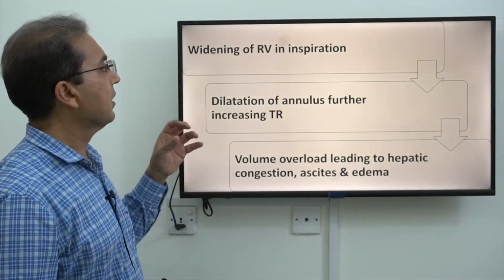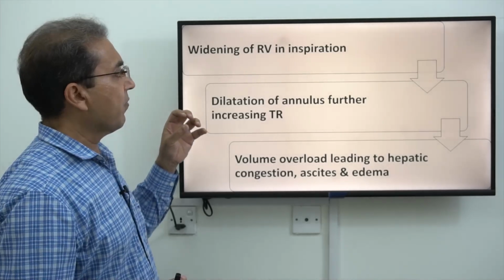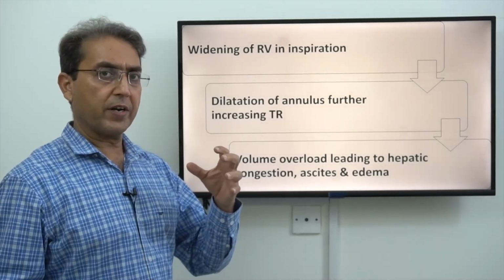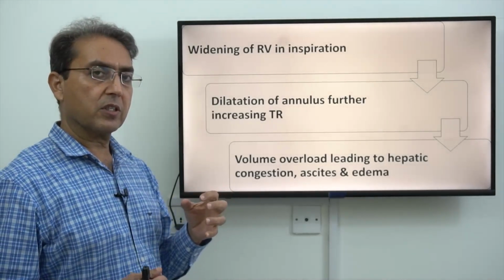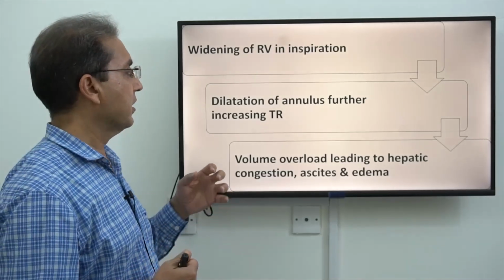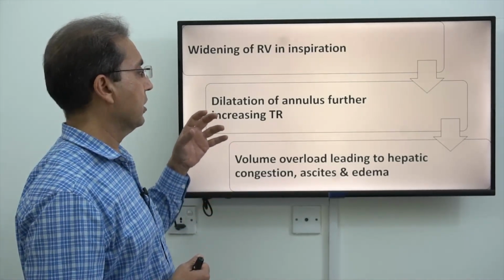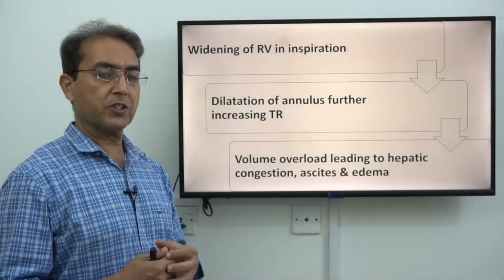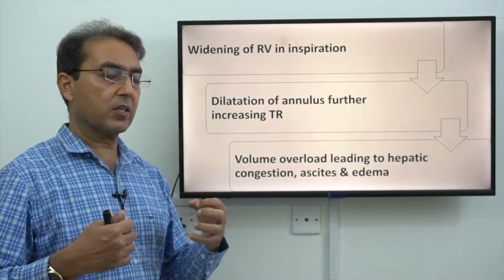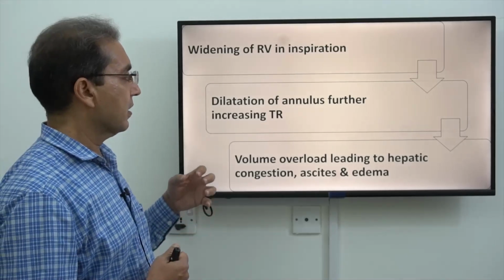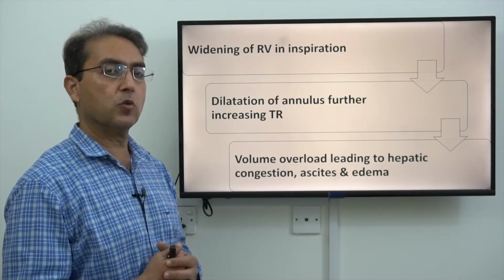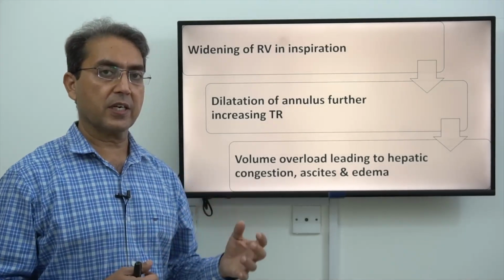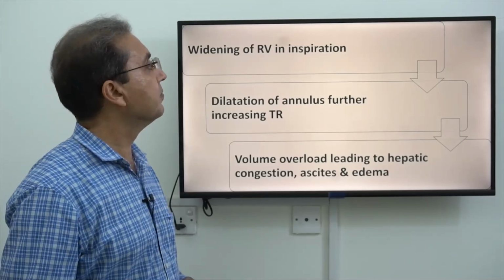Now what happens? The RV in inspiration widens further. There is negative intrathoracic pressure, the venous return increases, the RV dilates. There is further stretching of the annulus. So in inspiration, the RV dilates, the annulus dilates, and there is more tricuspid regurgitation. There is volume overload, which leads to hepatic congestion, ascites, and edema formation.